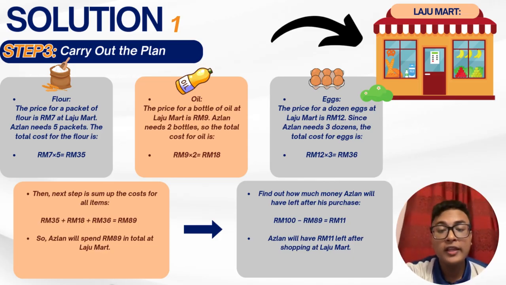Alright, for the next step, which is step 3, I carry out the plan. First things first, I search for the total cost that Azlan spent at Laju Mat.